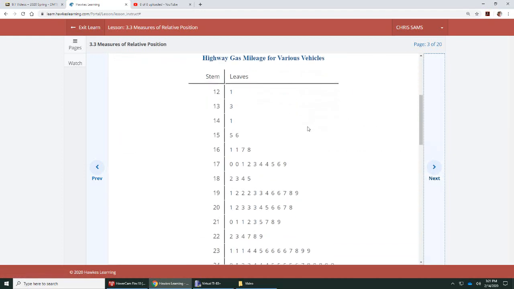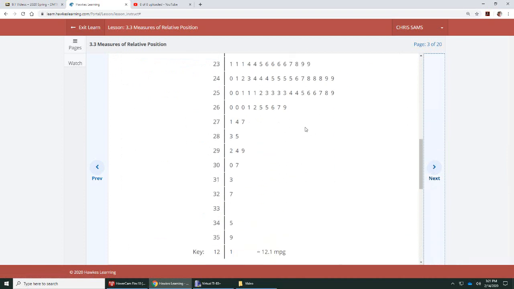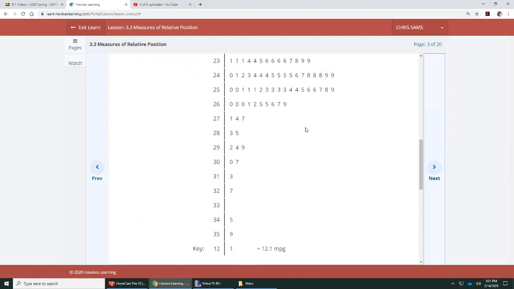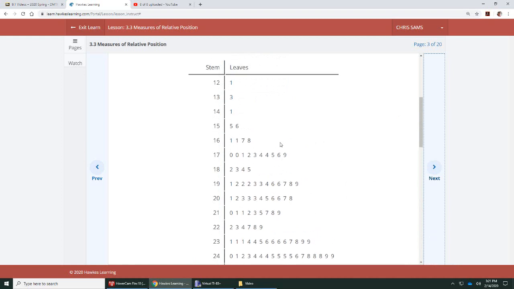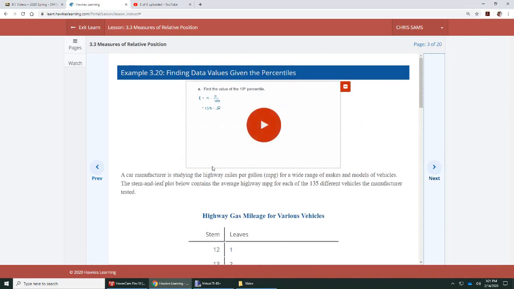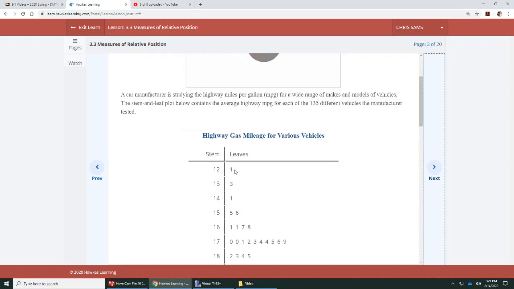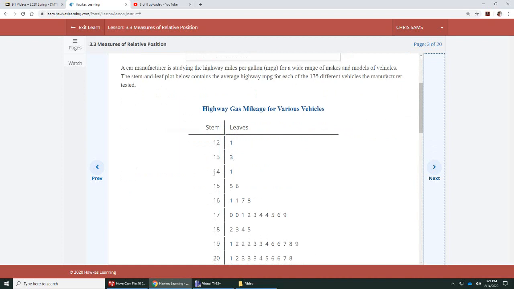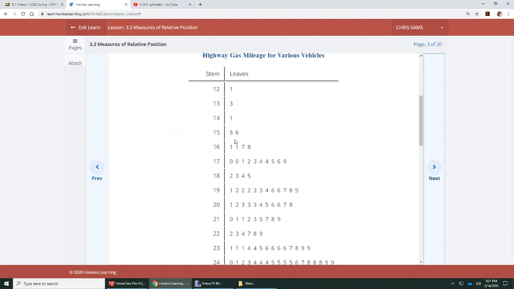So here's an example. Now, stem and leaf chart. We might have seen this in chapter 2. The 12 is the first part of the number, and 1 is the leaf. So this number is 121, 133, 141. We got 155 and 156. So you have 161 twice.